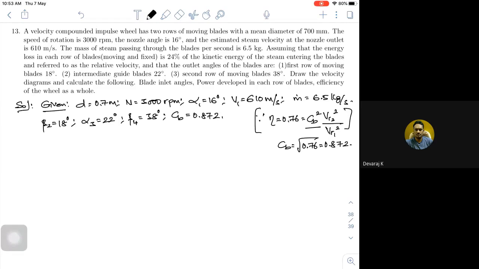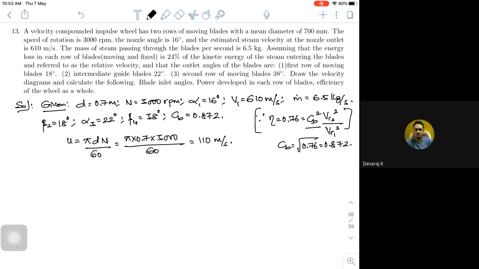Now, how to proceed? It's simple. It's very similar to whatever we have done in the previous problem. I'll just give you the hint and you should be able to do that. Your U is equal to pi d n by 60. Just substitute pi into 0.7 into 3000 divided by 60. So it comes to roughly 109.89 meters per second. So we can take 110 meters per second.